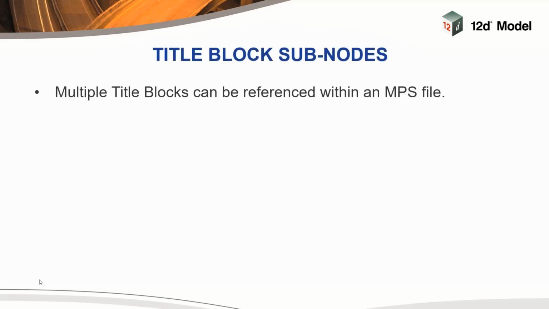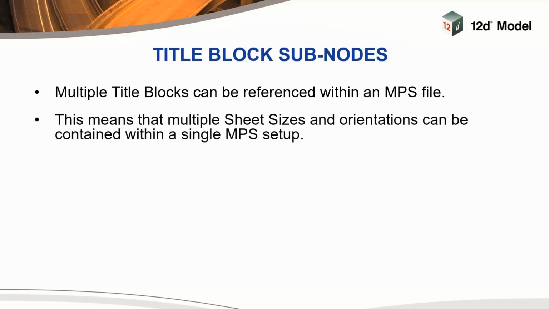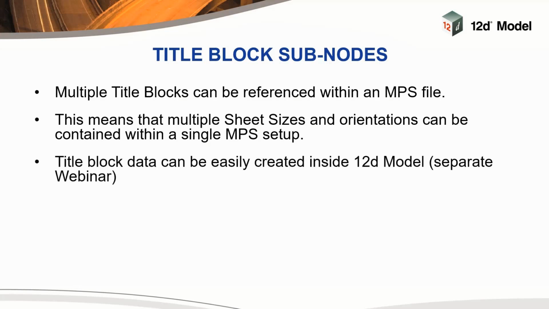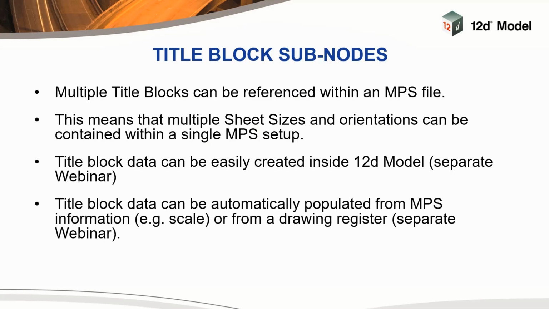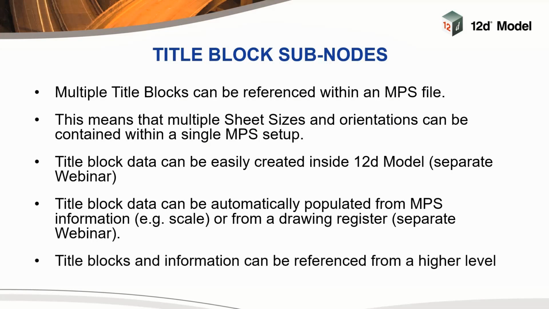So title block subnodes. Multiple title blocks can be referenced within a single MPS file. This means that you can have multiple different sheet sizes and even sheet orientations set up within a single MPS. Title block data can easily be created inside 12D Model. We're going to go into this in detail in a separate webinar for creating and editing title blocks. And title block data can be automatically populated either from the MPS information, like the scale, or from a drawing register, which will be gone through in detail in a separate webinar. Title blocks and information can be referenced from a higher level.